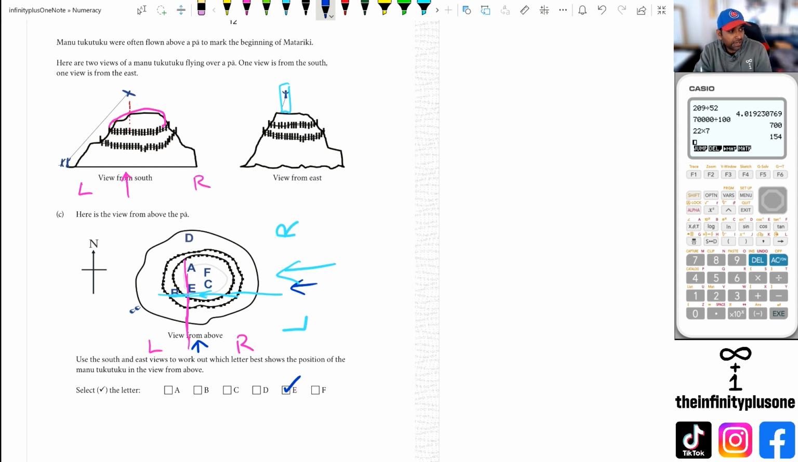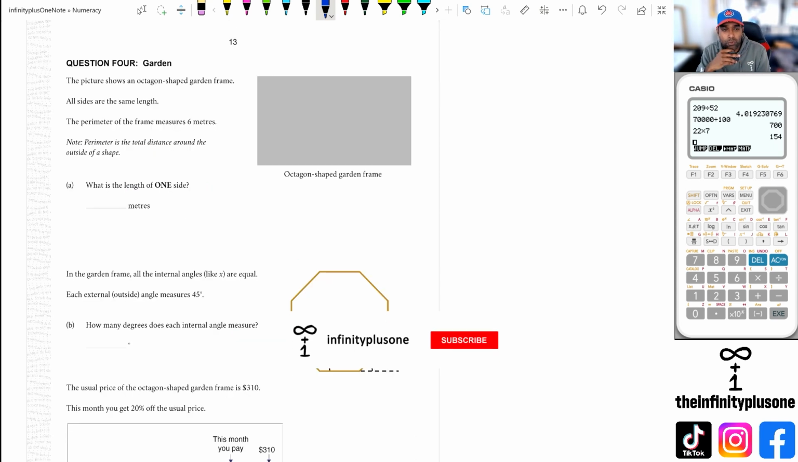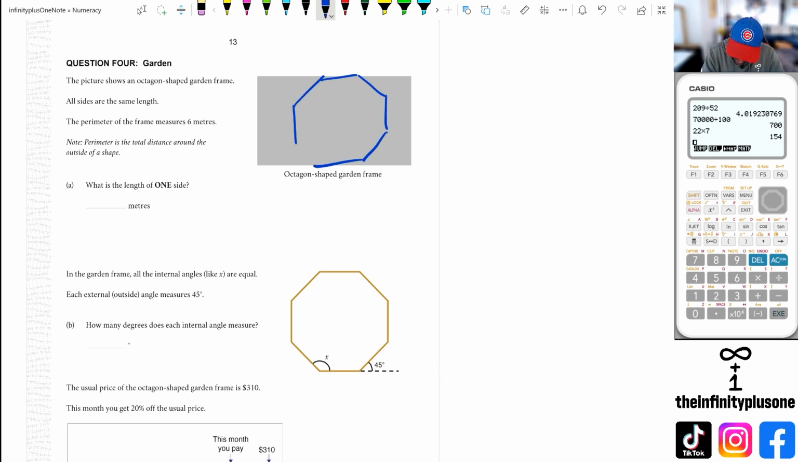Right, that's question 3. Let's go to question 4. So question 4, what we've got is an octagon shaped garden frame. Again, I should have actually put a shape in there. All sides are the same length. The perimeter of the frame measures 6 meters. And what is the length of one side?